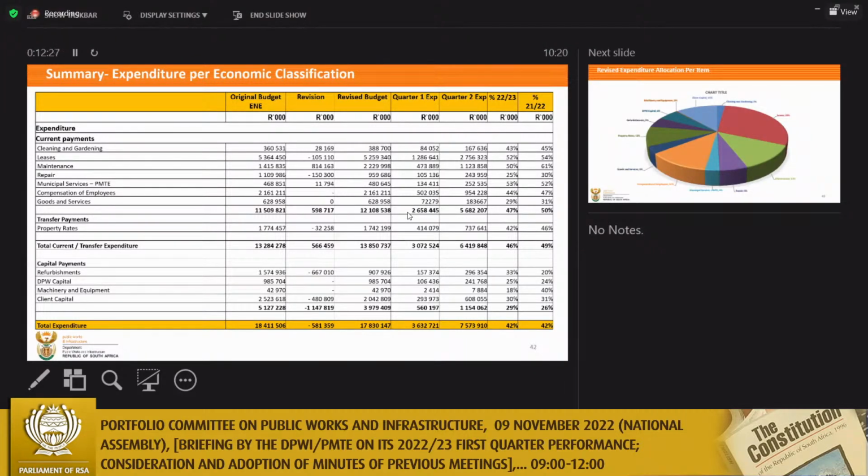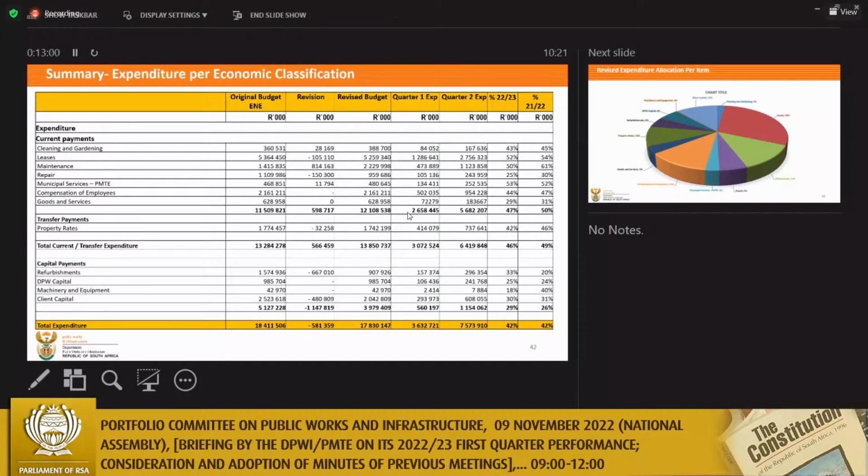Then on goods and services, the budget is 628 million. The spending was 72 million. So the total for current payments, the budget was 11.5 billion and the spending is 2.7 billion. On transfer payments, which is the second category of our expenditure, the budget for property rates is 1.7 billion and we spent 414 million.